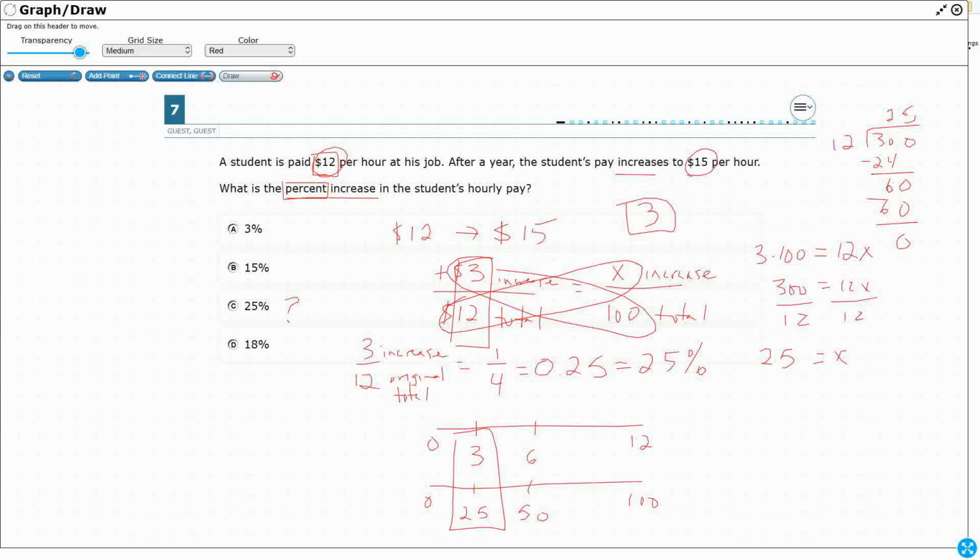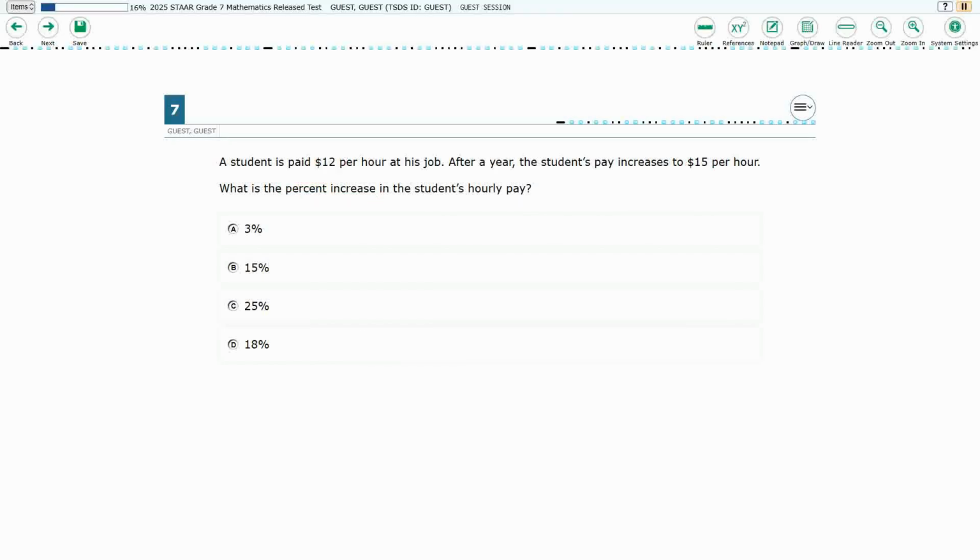So 3 different ways to solve it. Either way you look at it, going from $12 an hour to $15 an hour is a $3 increase. That is 25%, or 1/4. So our answer here is C.